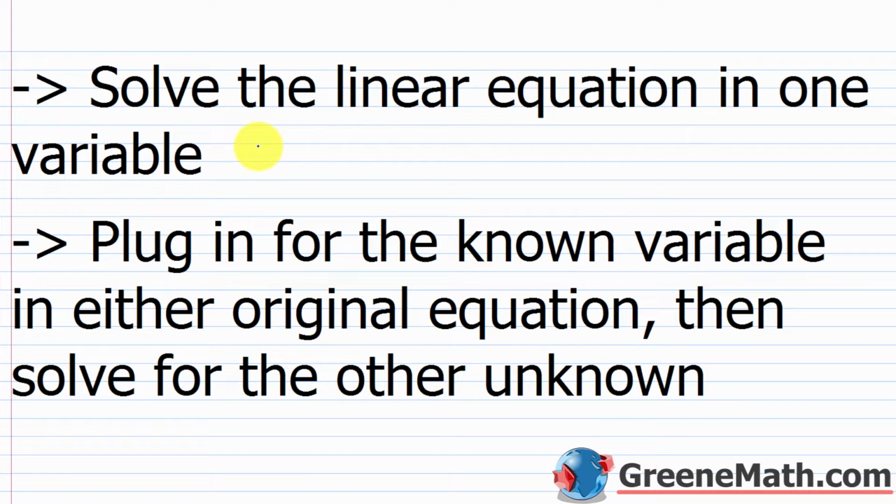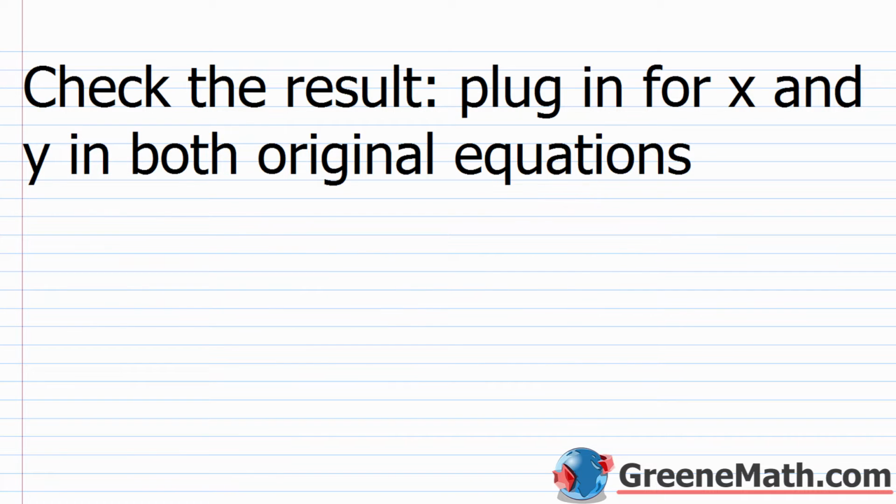So once I have that, I plug in for the known variable in either original equation. Doesn't matter which one I use. Then solve for the other unknown, and I've figured out the ordered pair that is a solution for this system. And again, I say ordered pair because usually that's what you're going to get. You know you have special case scenarios where you have no solution and an infinite number of solutions. I'm talking about the case where you have one solution. All right, so the last thing we want to do, and it's very important you do this, check the result. So you want to plug in for x and y in both original equations.